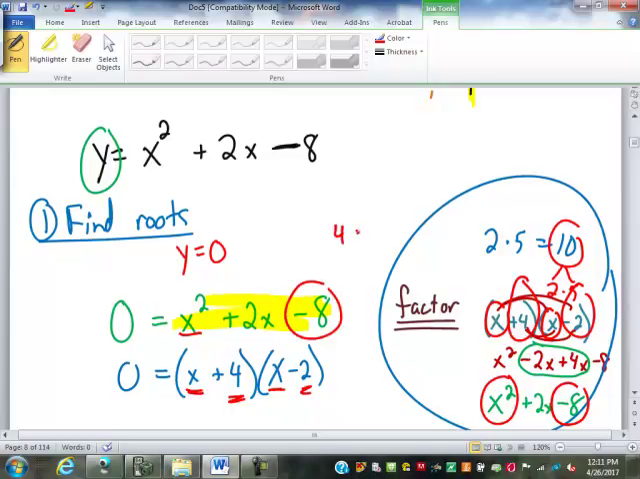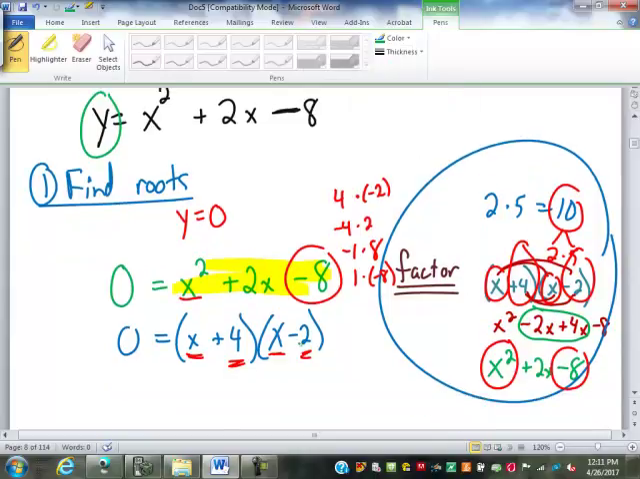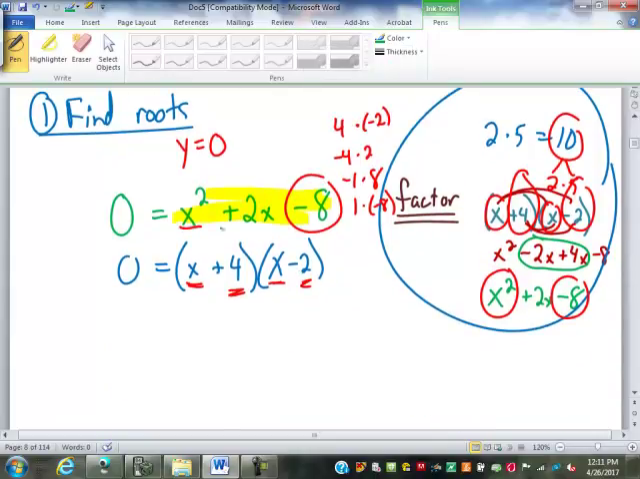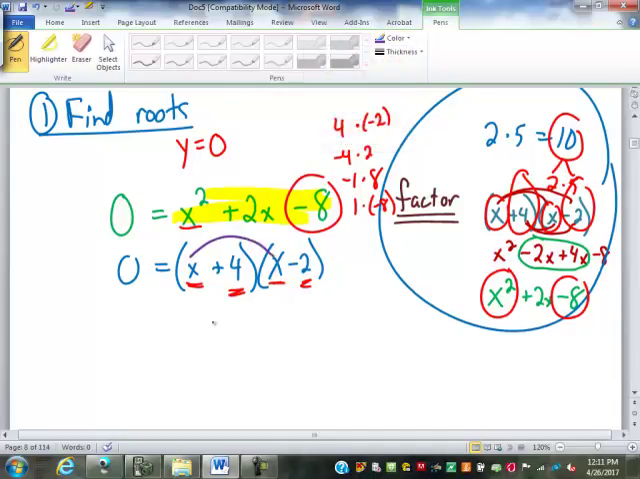So either 4 times a negative 2, or negative 4 times positive 2, or negative 1 times a positive 8, or 1 times negative 8. Those are my only choices. How do I know which one to use? Well, that's where I have to try them and multiply them out to see if I get the right center number. I know that when I multiply these two, I'm going to get x squared. And I know that when I multiply these two, I'm going to get negative 8.